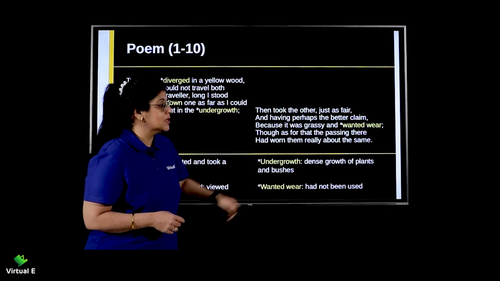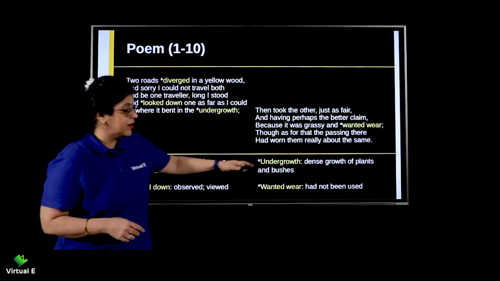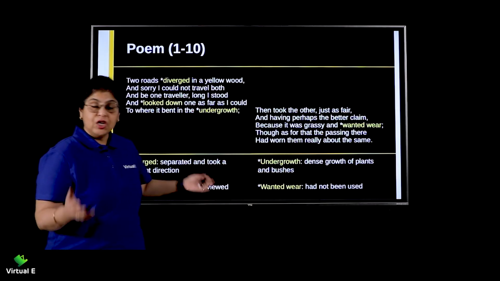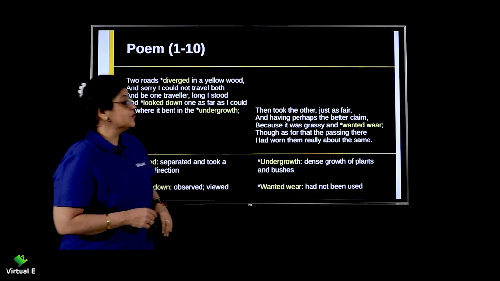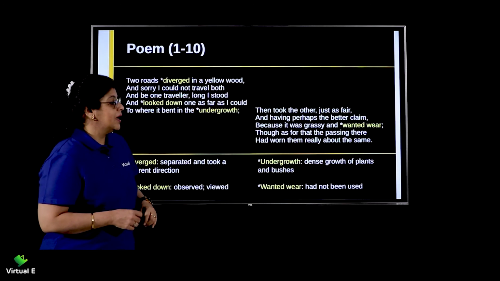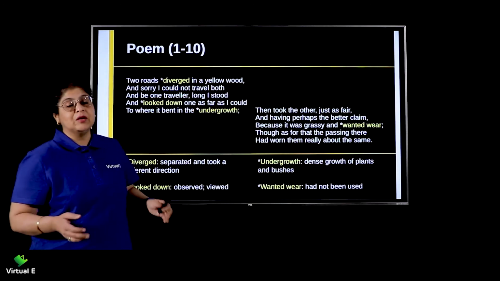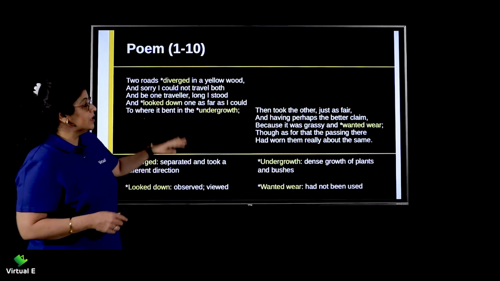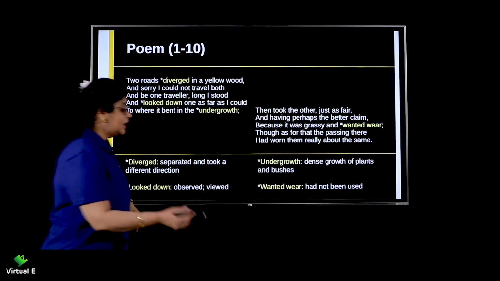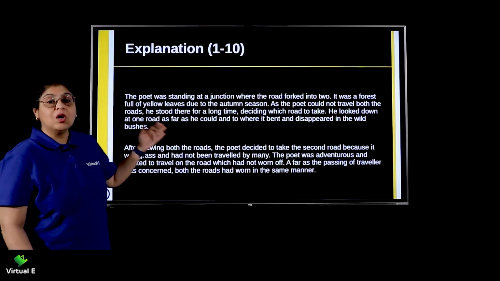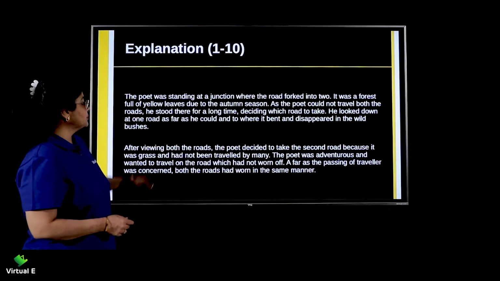Because it was grassy and wanted wear. Wanted wear as in it had not been used. Not many people had travelled on that road. Though, as for that, the passing there had worn them really about the same. Now here you got the difficult words of your first 10 lines, right? Now let's move further to see what each line is telling us.